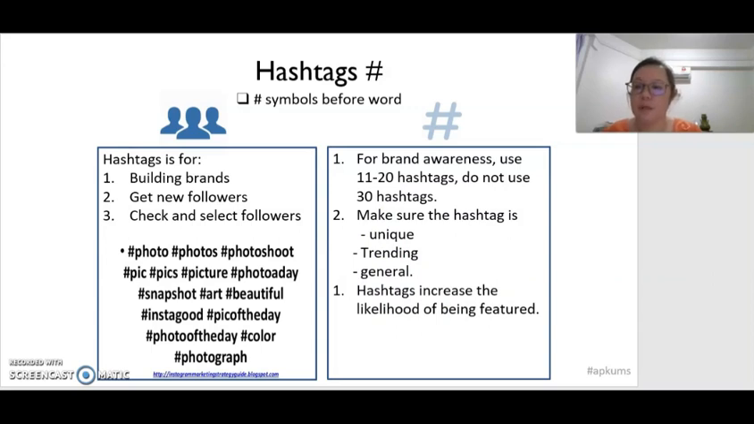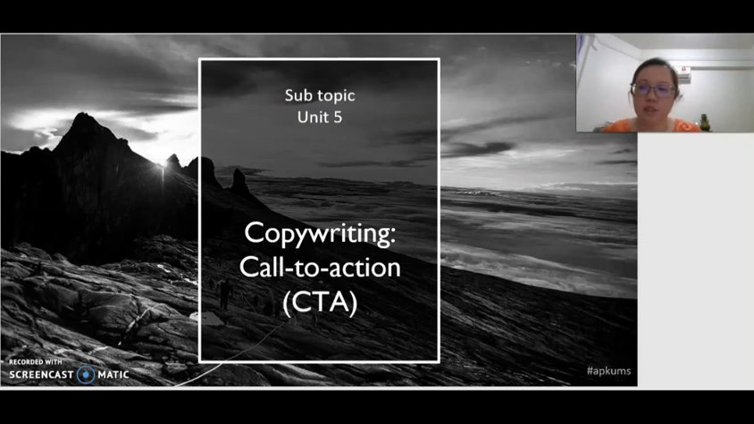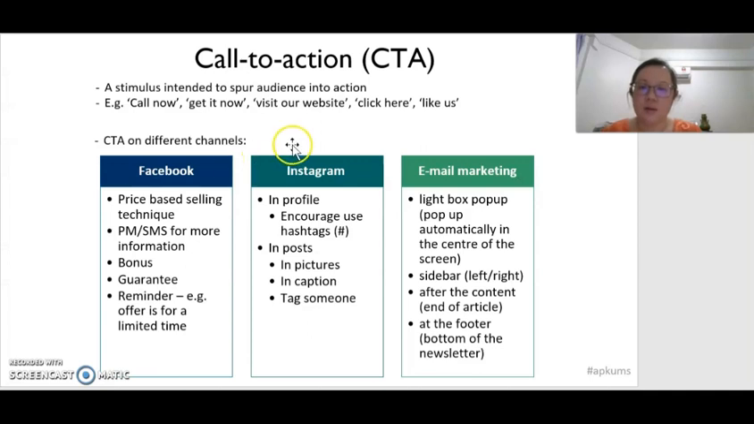After the copywriting, now we are looking at the call to action. Like I said, the last part of copywriting is where you try to call them to do some action. For example, for Facebook, you can write copywriting like price based on selling technique, PM or SMS for more information, click the button for details, bonus or guarantee. While on Instagram, you can encourage them to use a hashtag. Hashtag is also one way to encourage them to take action.